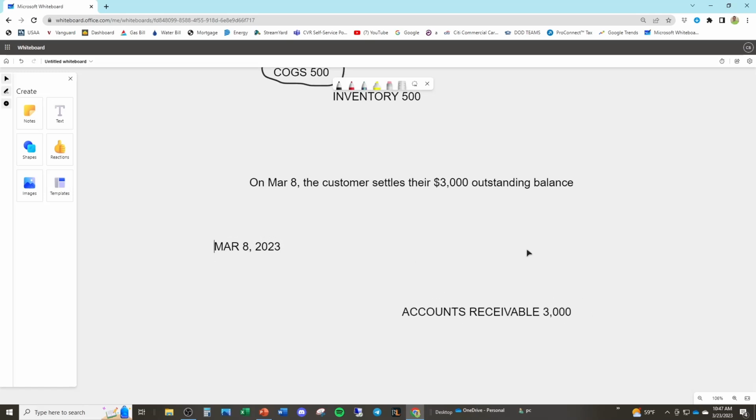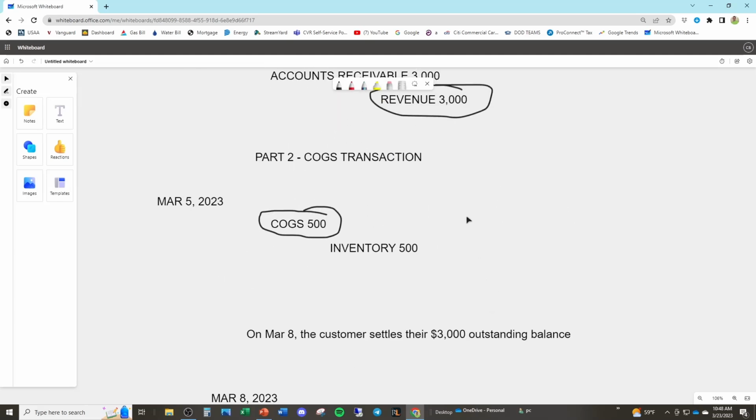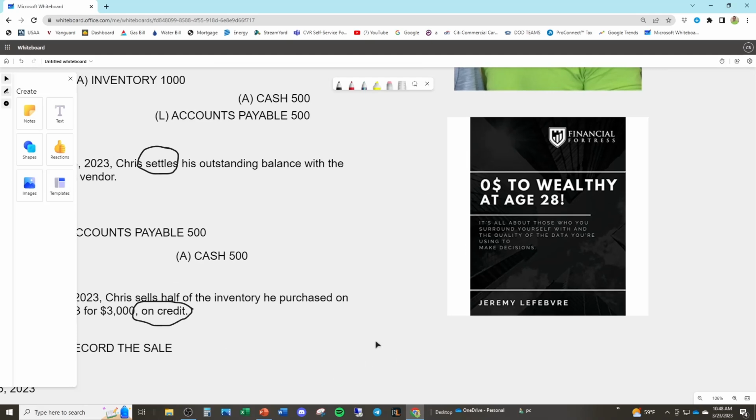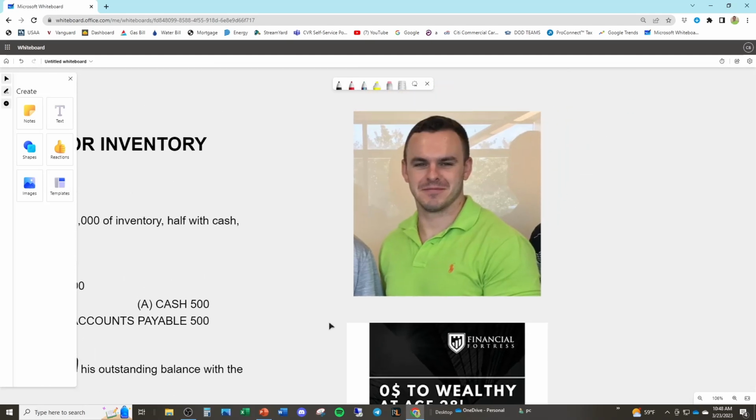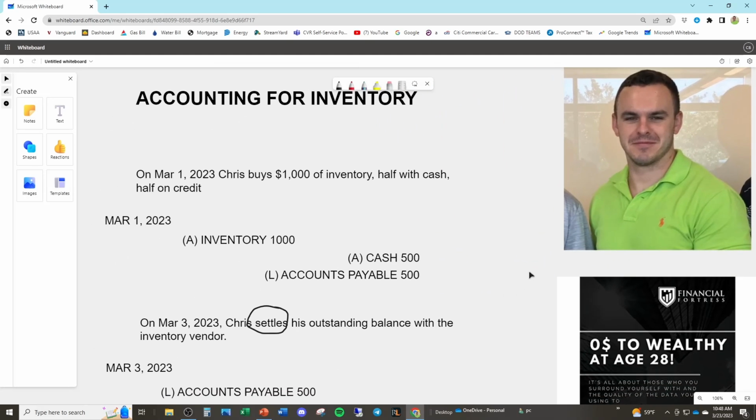First, we credit the accounts receivable, and then we debit what? Well, we're debiting cash because they're paying us cash. So we debit cash for $3,000. And now everything is honky-dory. Everything is good. We got our money. We sold our inventory, and we can continue our business. Hopefully that kind of cleared up some inventory transactions.